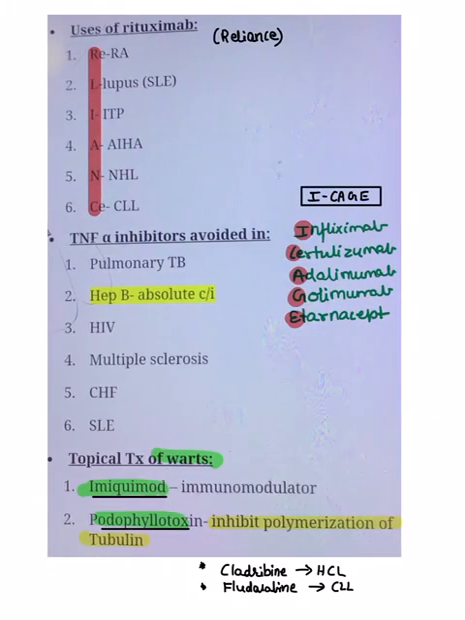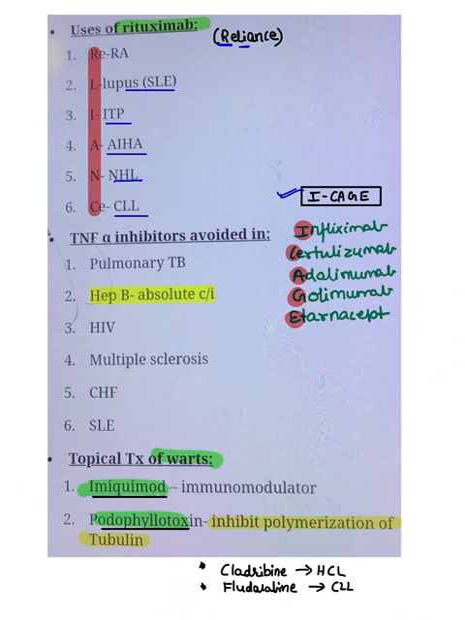Now coming on to the other uses of rituximab, that was anti-CD20. So remember the mnemonic RELIANC. RE is rheumatoid arthritis. L means lupus, that is systemic lupus erythematosus. I means immune thrombocytopenic purpura. A means autoimmune hemolytic anemia. N means non-Hodgkin's lymphoma, and C means CLL. This is important. This we have already seen.